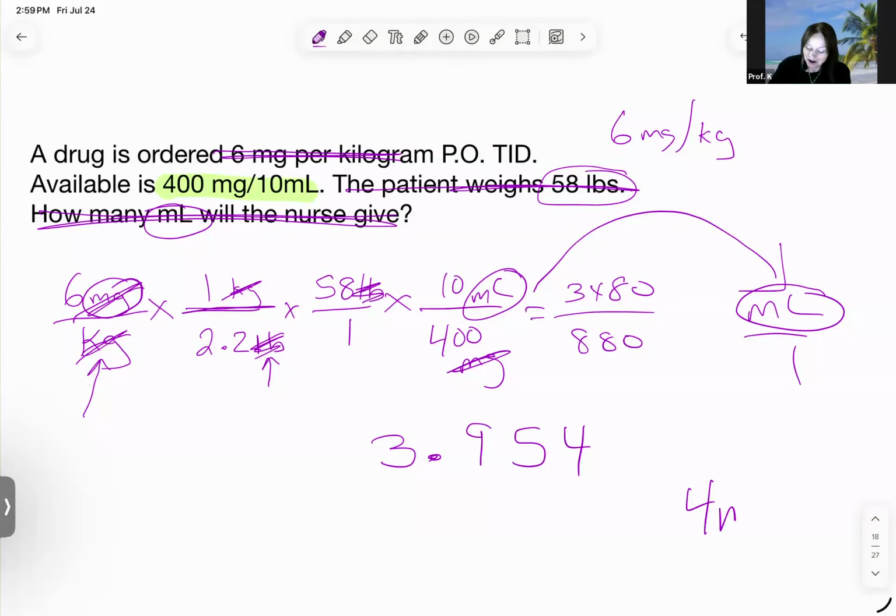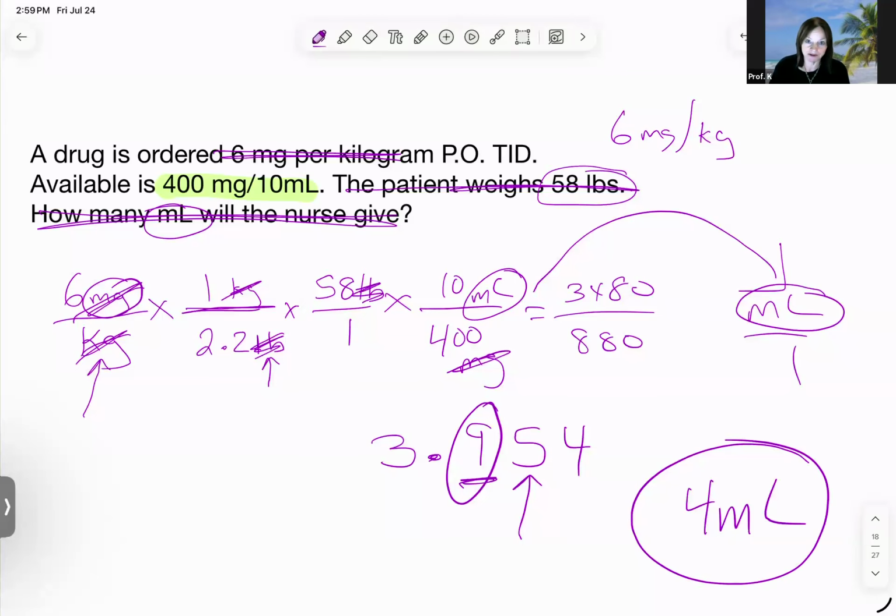Very good. The rule is 1 to 10, you round to the tenths, Professor K. You're right. So when I round to the tenths, I look to the right. It's 5 and up. So I have to make this 9 a 10. And when I do that, it makes it 4. So the final answer is 4 milliliters.